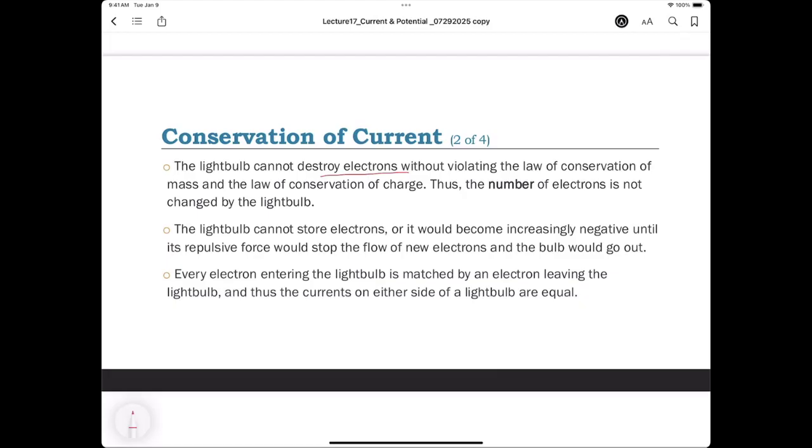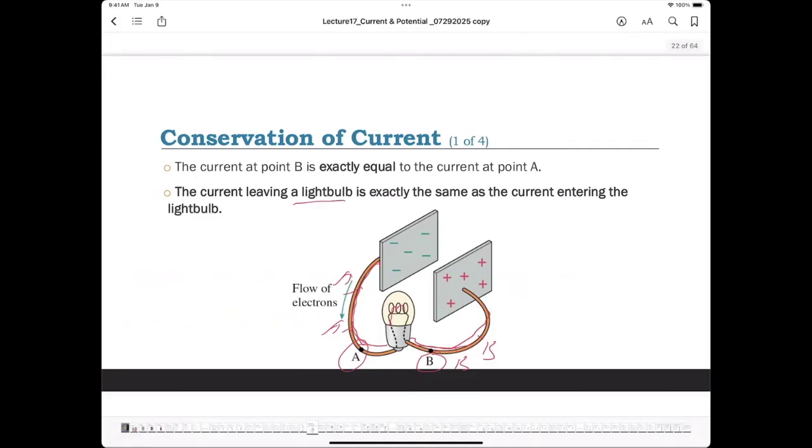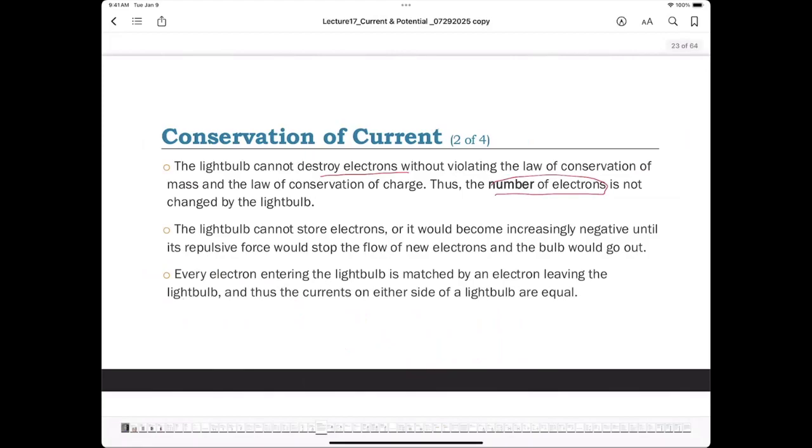Thus, the number of electrons is not changed by the light bulb. The electrons go through the bulb, and the bulb cannot destroy the electrons. It just lets the electrons go through it. The number of electrons is not changed by the light bulb.